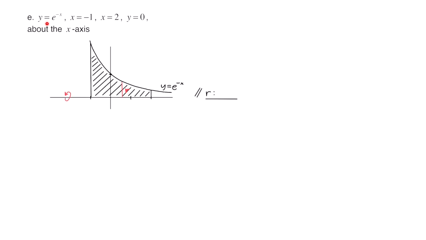This example says y equals e to the -x. We have x equals -1, x equals 2, and y equals 0. And we're rotating the region bounded by these curves about the x-axis.